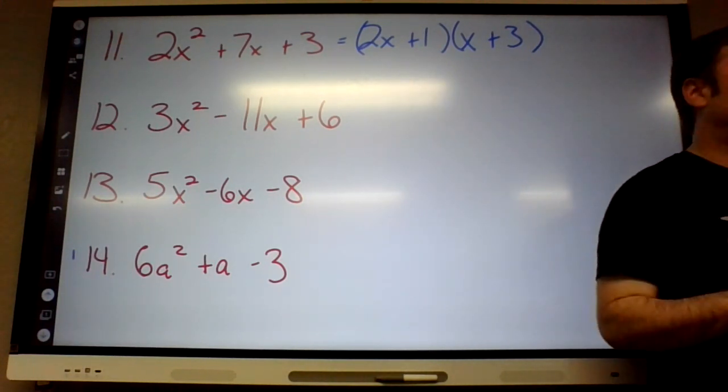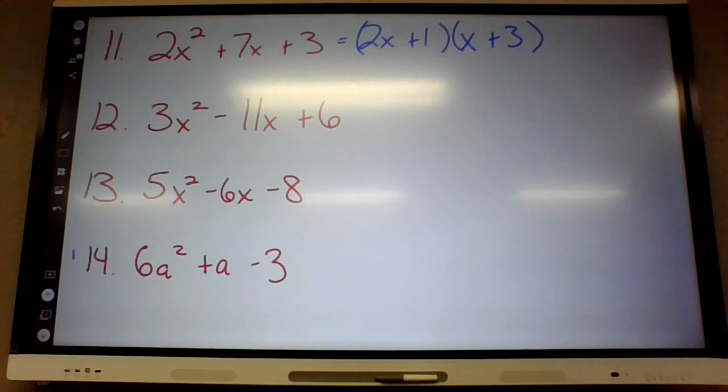Okay, so why don't you guys try the other 3, crack the code. Not unless I screwed up. I tried to do these in my head, so I might have made a mistake.